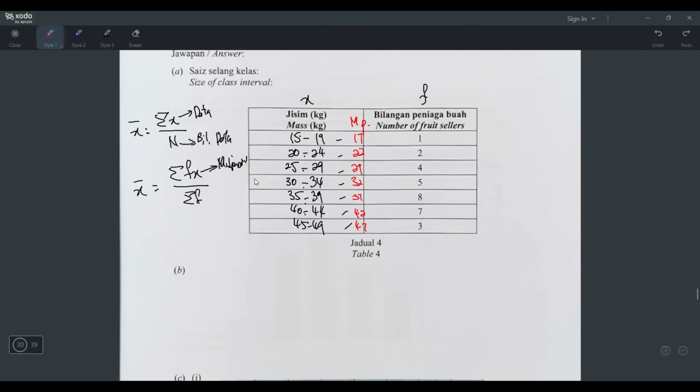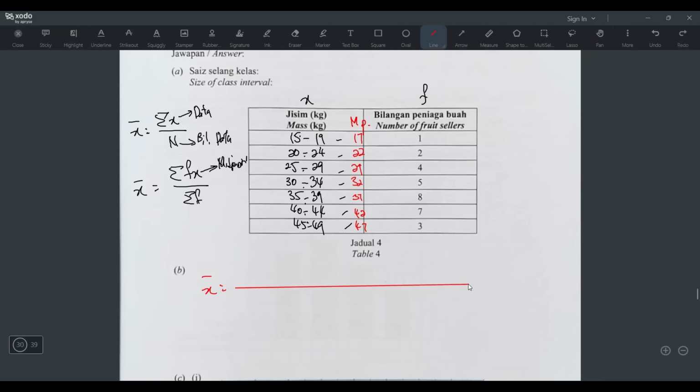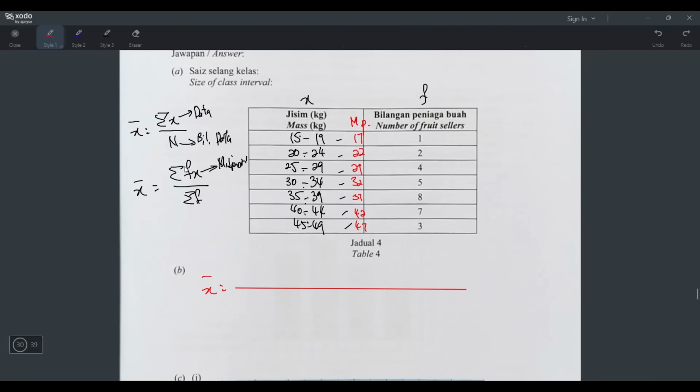Okay, now I have all the midpoint and I have all the frequency. Now I can use the mean formula here. So first I will draw a line. Okay, the mean formula says has to take sum of fx. It means you have to take the x. But the x I told you already, use midpoint times with the frequency. So 17 times 1, 22, and then jumlahkan, right? So plus with 22 times 2, plus with 27 times 4, plus with 32 times 5, plus with 37 times 8, plus with 42 times 7, plus with 47 times 3.